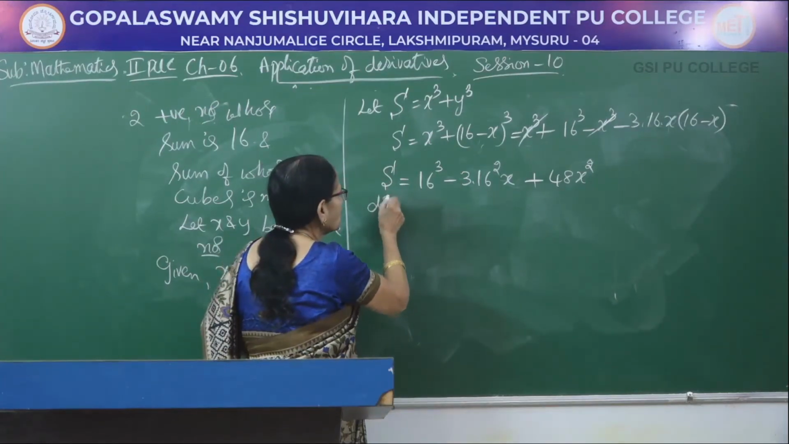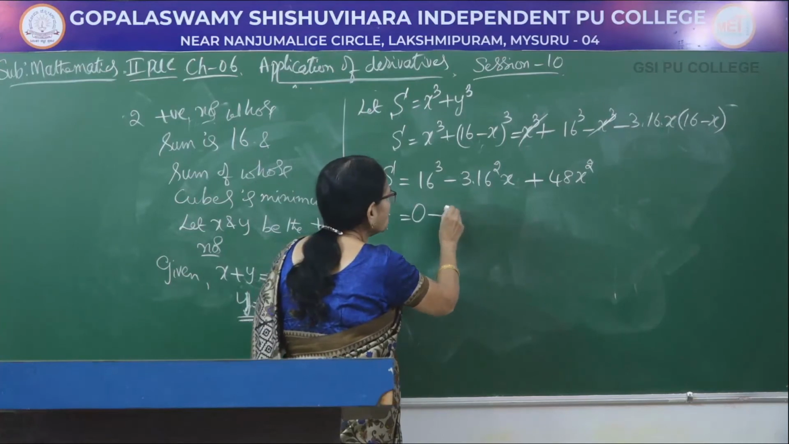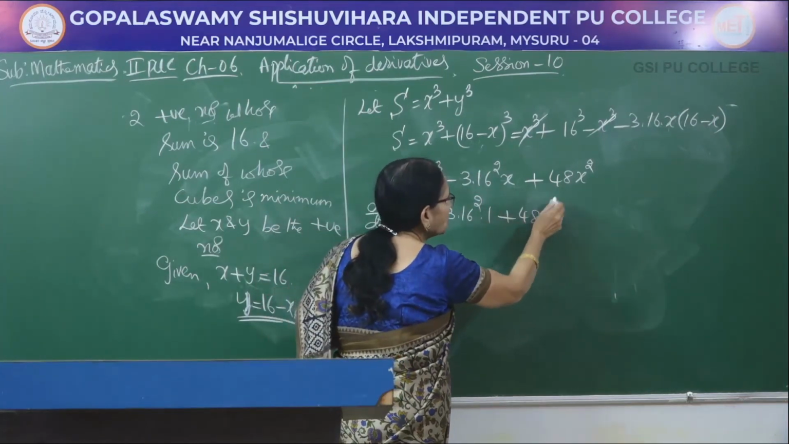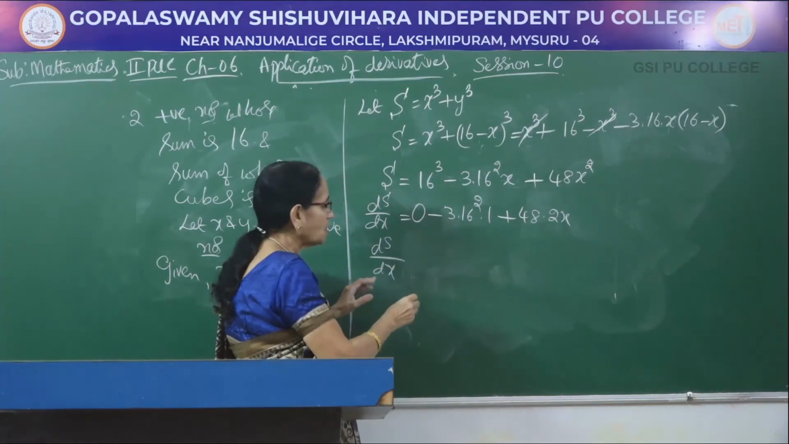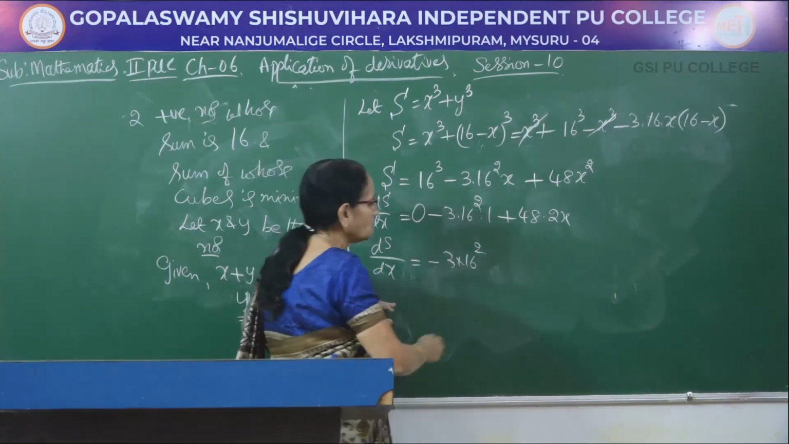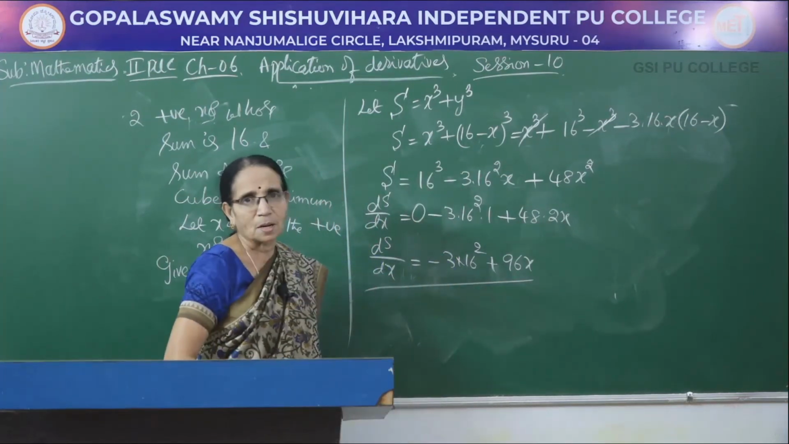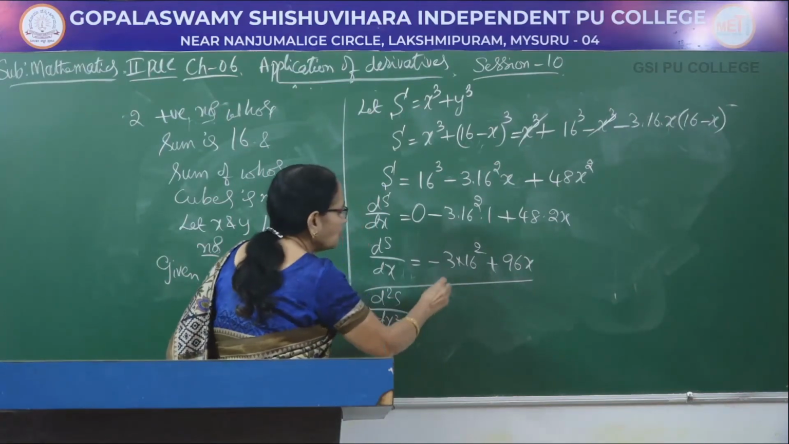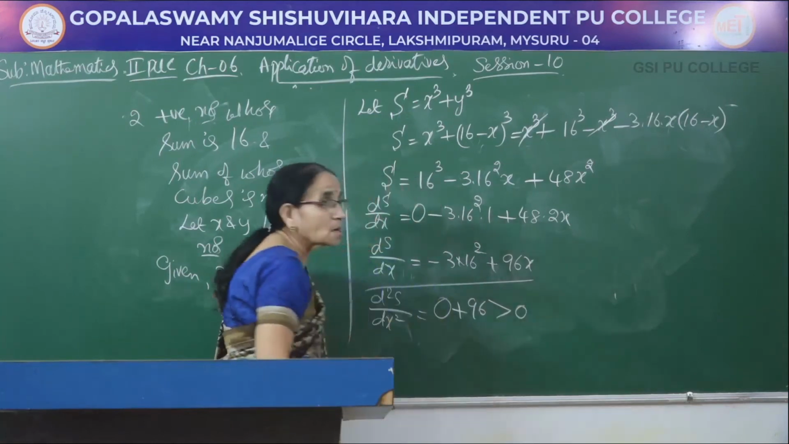Now, let me differentiate with respect to x, that is the remaining variable. So, this becomes 0 minus 3 into 16 square into 1, plus 48 into x square becomes 2x. Therefore, dS by dx is equal to minus 3 into 16 square, keep the number as it is, plus 48 into 2, that is 96x. Now, this is the first derivative. Now, let me find the second derivative, d square S by dx square. First one being a constant becomes 0, 96 into x gives 96, which is greater than 0.